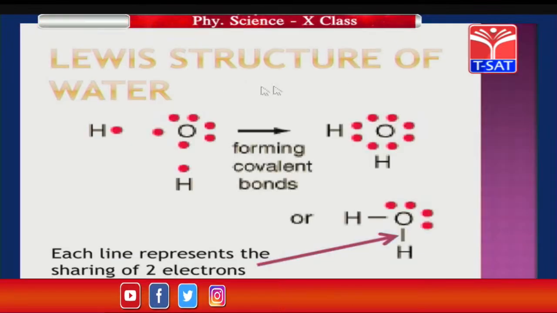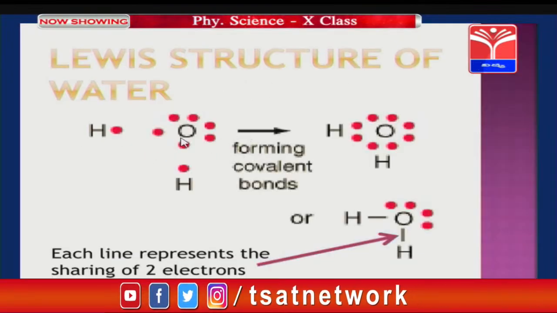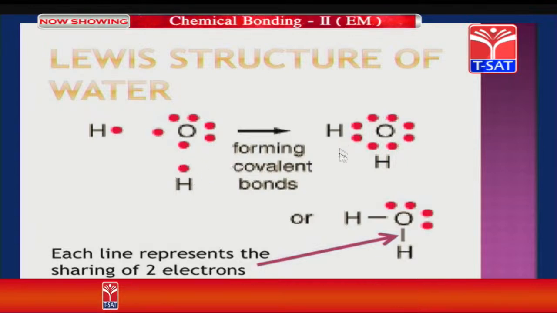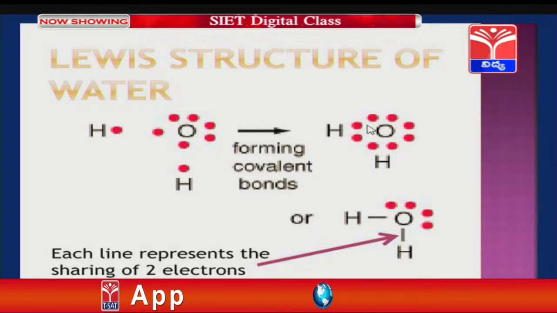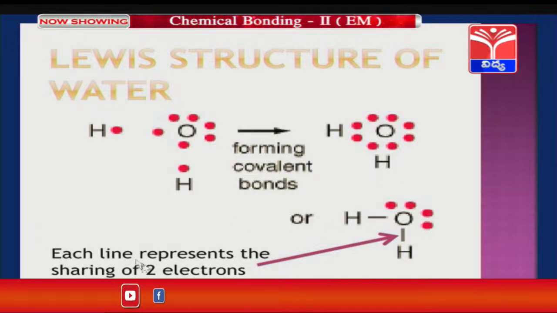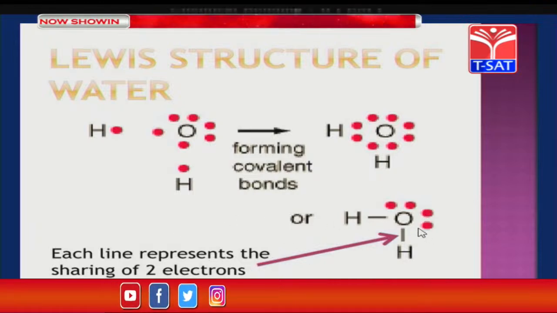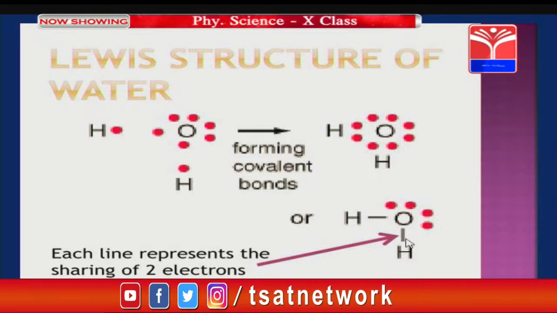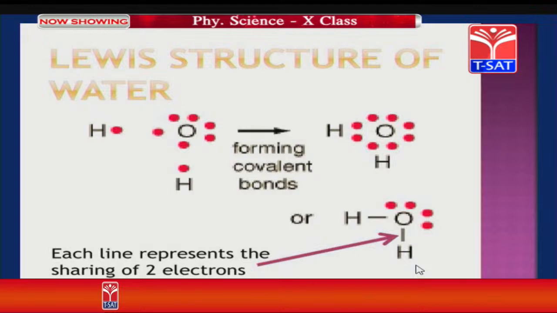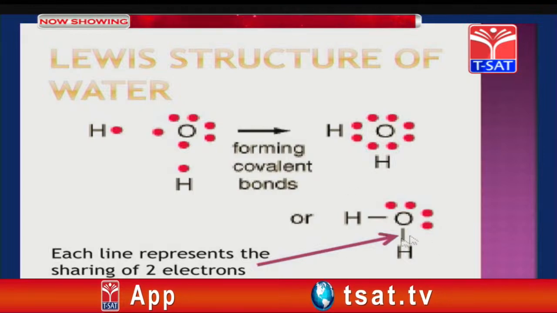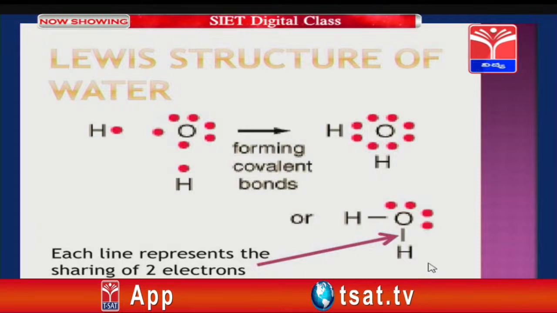So children, let us see the Lewis structure of the water molecule. Hydrogen contributes 1 electron, so 2 hydrogen atoms contribute 2 electrons. Now the oxygen atom, you can see it has 6 valence electrons, and they are sharing a pair of electrons between hydrogen and oxygen, and between this oxygen and hydrogen. Each line represents the sharing of 2 electrons. Thus a pair of electrons is shared between hydrogen and oxygen, forming a single covalent bond. So this is the water molecule formed due to the sharing of electrons between hydrogen and oxygen.